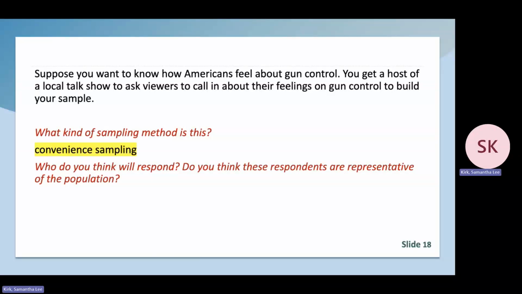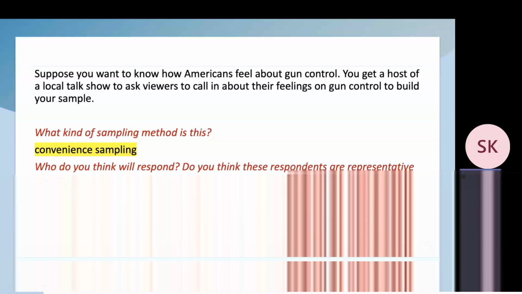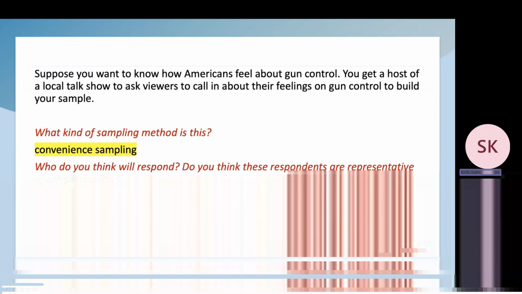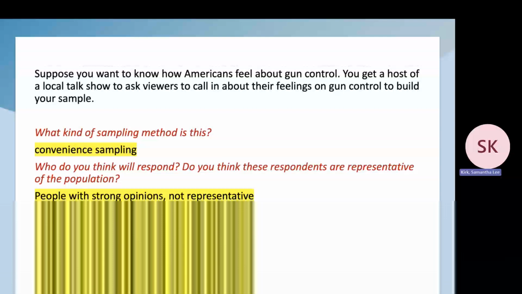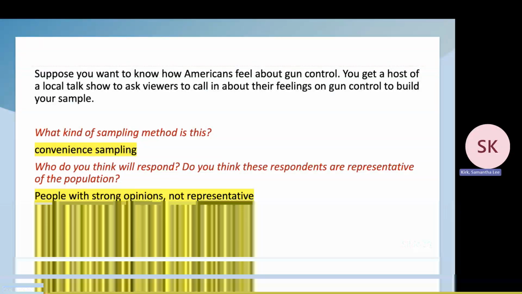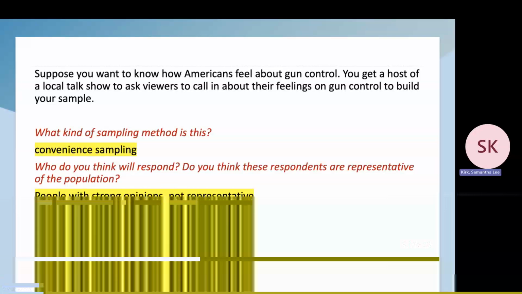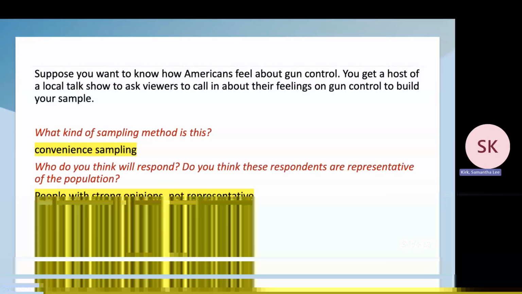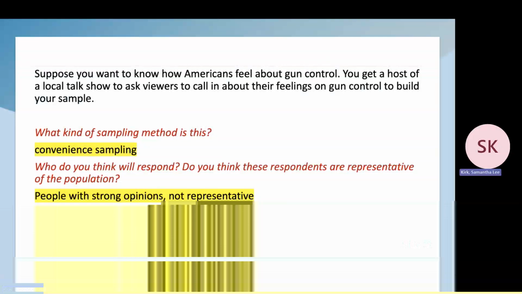So this is convenience sampling. She goes to one local talk show and asks people to call in about their feelings, right? She's not putting in a lot of work. Who's going to respond? People with strong opinions are going to call in about their feelings on gun control. Whoever's watching this show, they're either going to say, oh, I really support gun control, or I really don't support gun control. So these are the type of people who are going to call in to express their feelings. That may not be representative of the whole population of Americans.